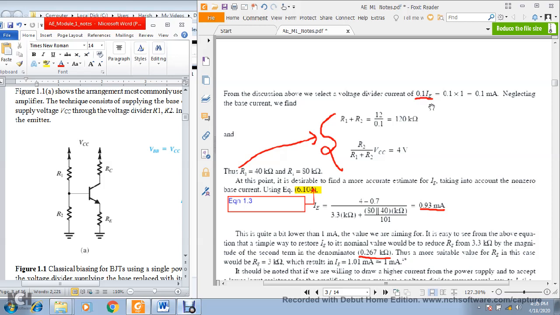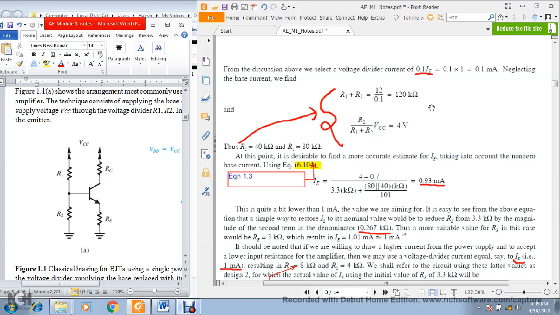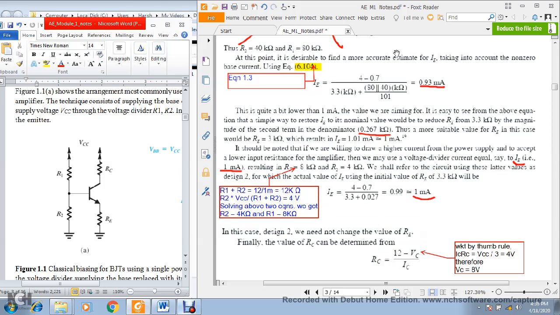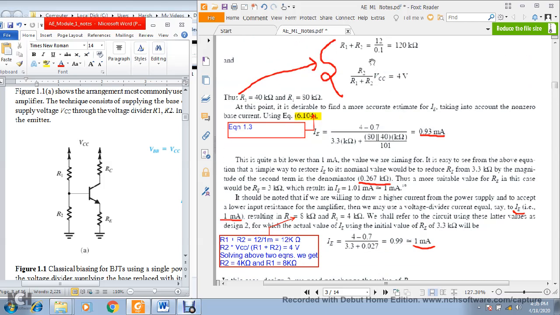So there is one more current value we can consider, which is IE. Instead of 0.1 IE, you simply take IE as the divider current. If you do so, then again R1 plus R2 is equal to 12 by 1 milliampere. Please see here, it is 1 milli, whereas earlier it was 0.1 because it was 0.1 IE. Now it is simply IE, so it is 1 milliampere. So it equals 12 kilo ohm, and if you solve for R2 and R1 you get R2 as 4 kilo ohm and R1 equal to 8 kilo ohm.